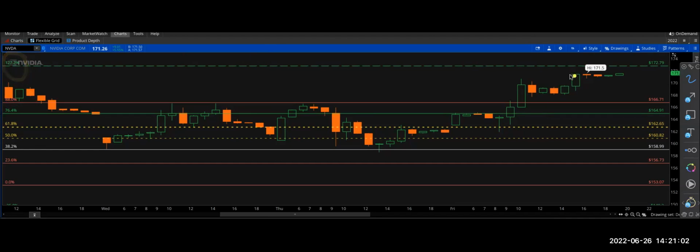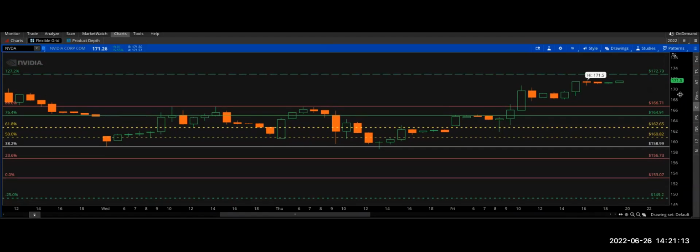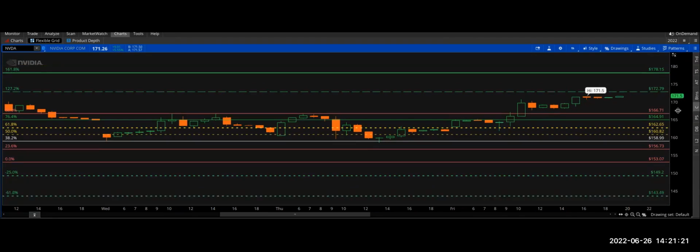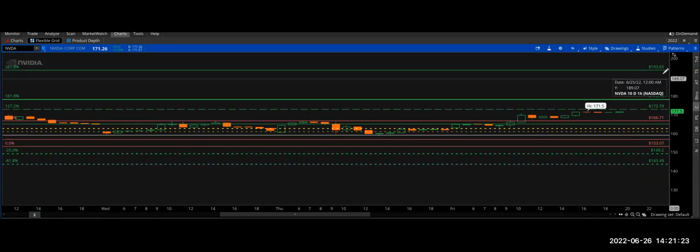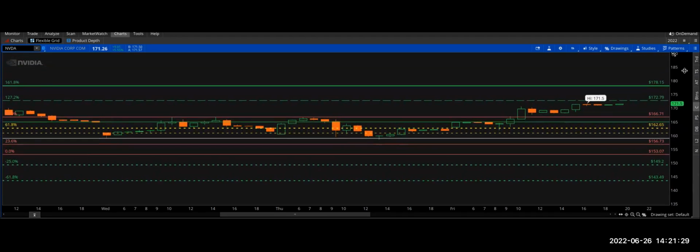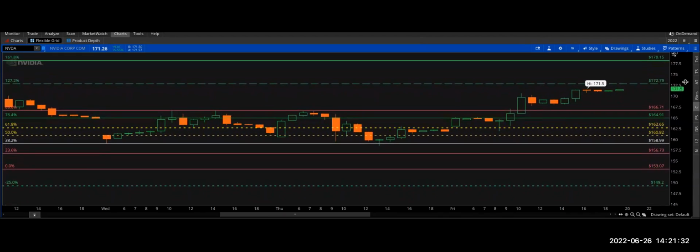127. Going to tag it, right? Or it's supposed to tag it because that's the next Fibonacci level, right? So now I look at this. Where's the next level after that? 178.15, right? Where's the next level after that? 193.65. I'm not worrying about those levels right now. These are the next two levels that I'm worried about.